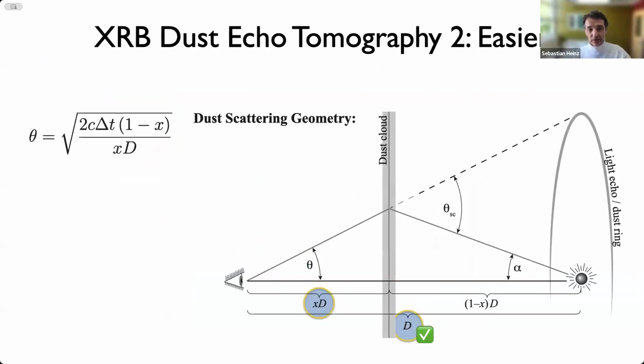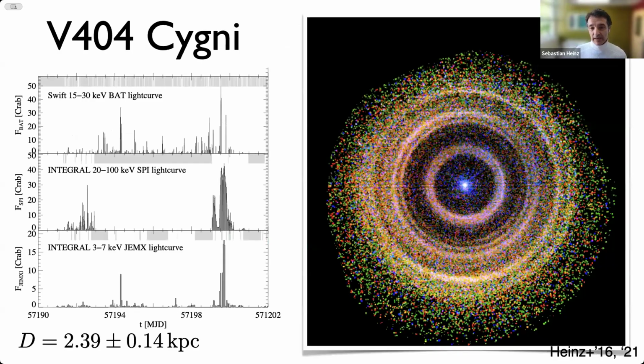So in this case, the source is V4 Cygni, which has an exquisitely well measured distance from VLBI parallax. And so in that case, in 2015, there was an echo, which we also observed with Chandra and Swift, that allowed us to directly measure the distance of the different dust clouds. So here, on the right-hand side, we see the Swift composite image of the echo.